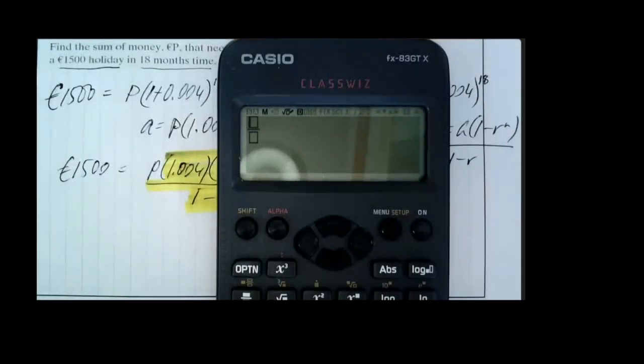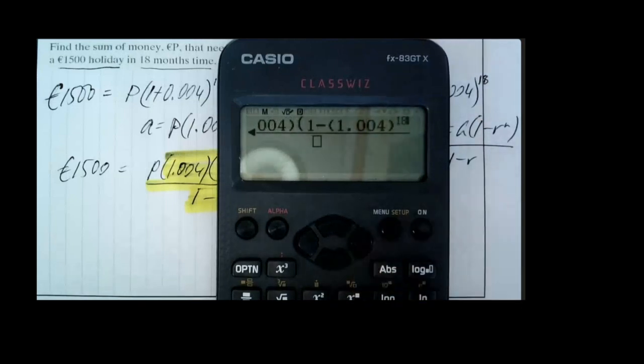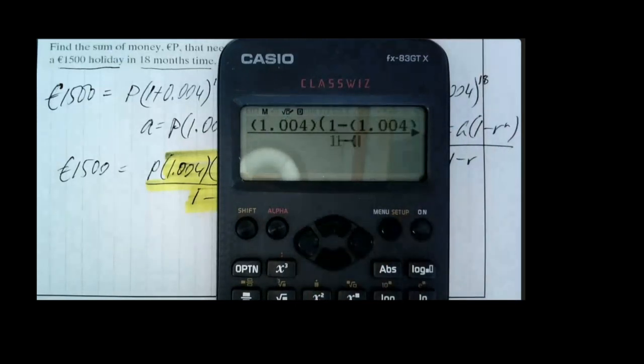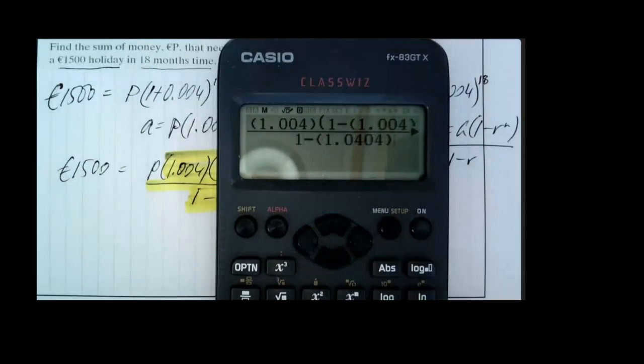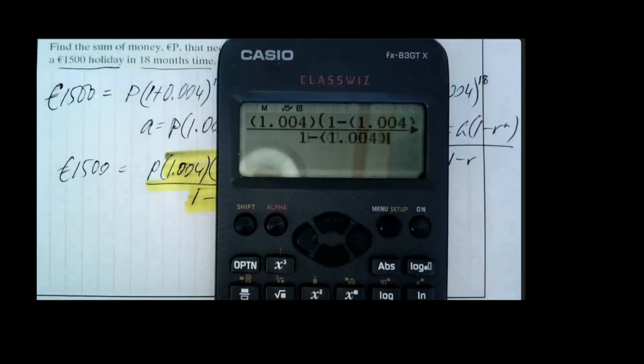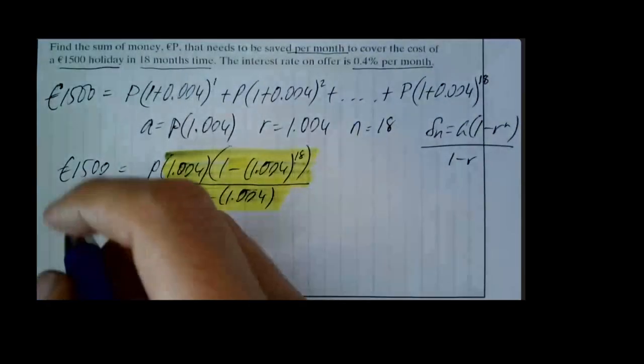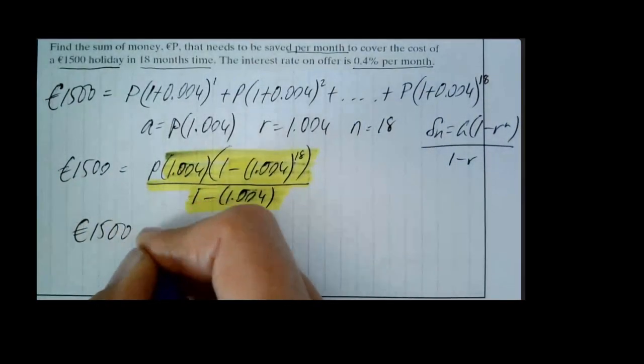So get up the fraction button. I'm going to put 1.004 and then 1 minus 1.004 to the power of 18, close the outer bracket, and 1 minus 1.004. Oh, careful always. Okay, 1 minus 1.004 on the bottom, and I'm getting 18.6997. I'm going to write that all down. Don't round too early in a question.